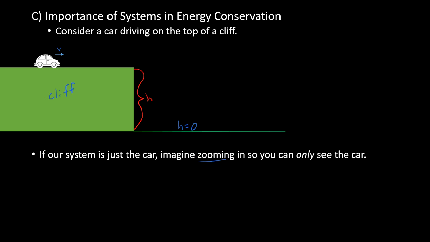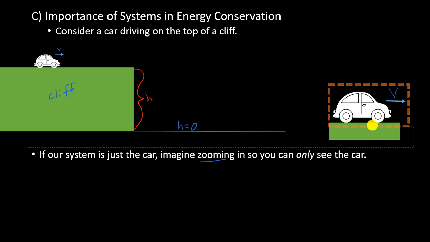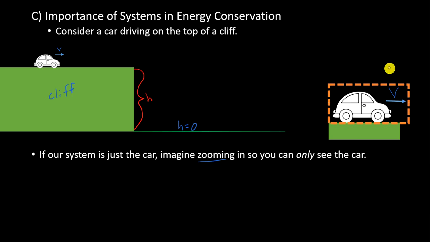We're not looking at anything else. So imagine we zoom in. And if we zoom in, this is all I see. I see the car. I see the wheels are spinning. It has some velocity. I can see it on the ground. But notice what I don't see. If this is my system, even if I'm zoomed in a little more, technically I almost shouldn't even see that part. There's my system. I don't see the cliff anymore. All I really am looking at is the car. I can still tell the car's moving.